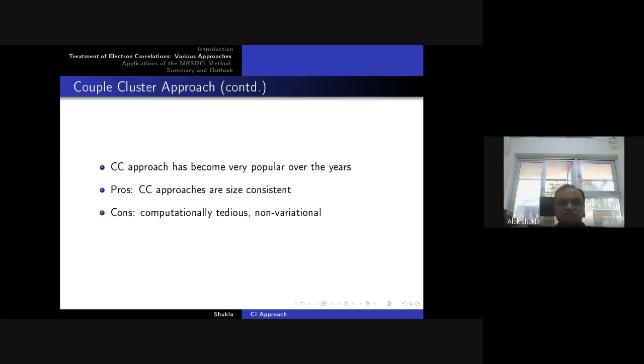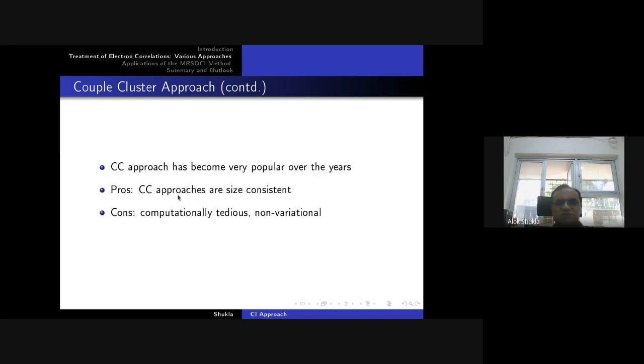EOMCC is generally more computationally expensive as compared to, say, configuration interaction, which I'll talk about later. But it has been implemented and it's widely available in Gaussian and various other computer programs. Okay, so the pros and cons of coupled cluster.